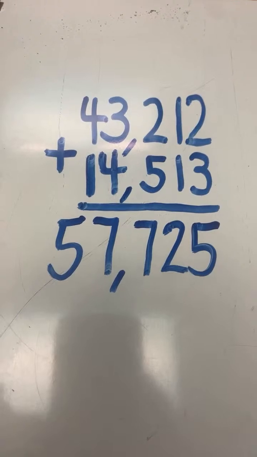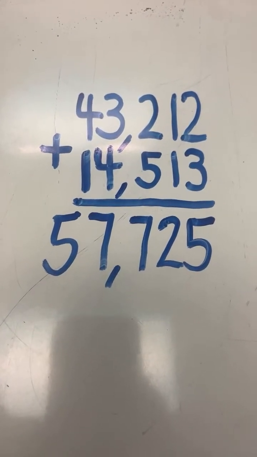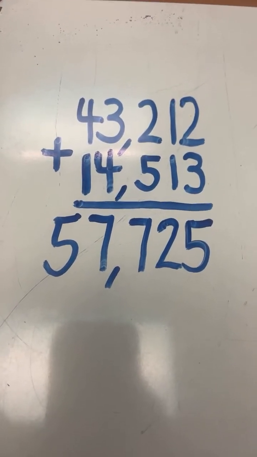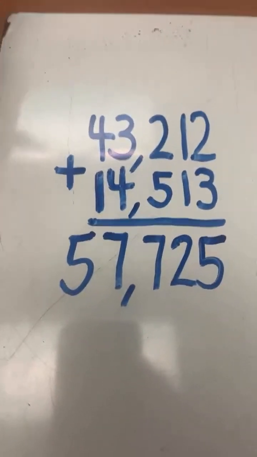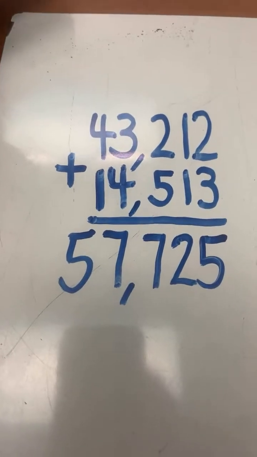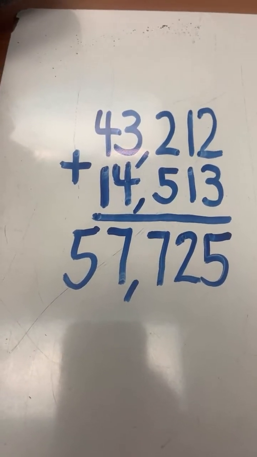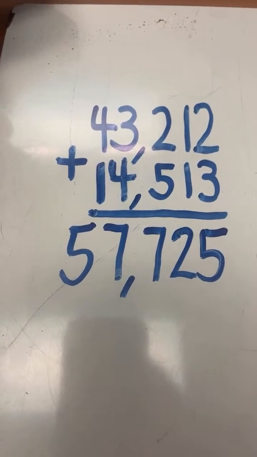So we have our final answer, 43,212 plus 14,513 equals 57,725. Again, 43,212 plus 14,513 equals 57,725. All right, moving on to example number 2.